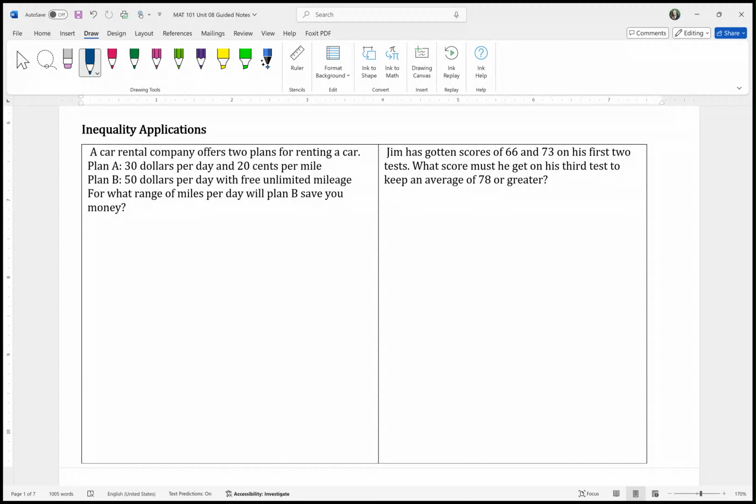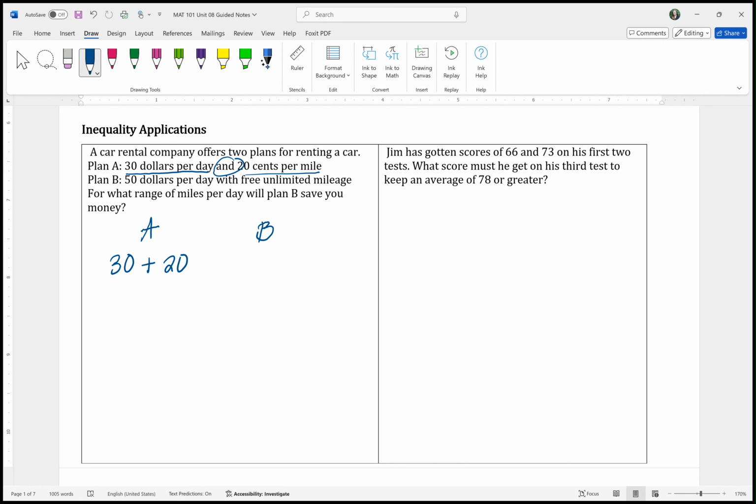Okay, so obviously we want to turn this into some algebra. So let's look at each plan separately. We have Plan A and Plan B. Plan A is $30 per day and 20 cents per mile. The $30 per day is just going to be a flat rate for that part. And then the "and" in math means add. And then we have 20 cents per mile.